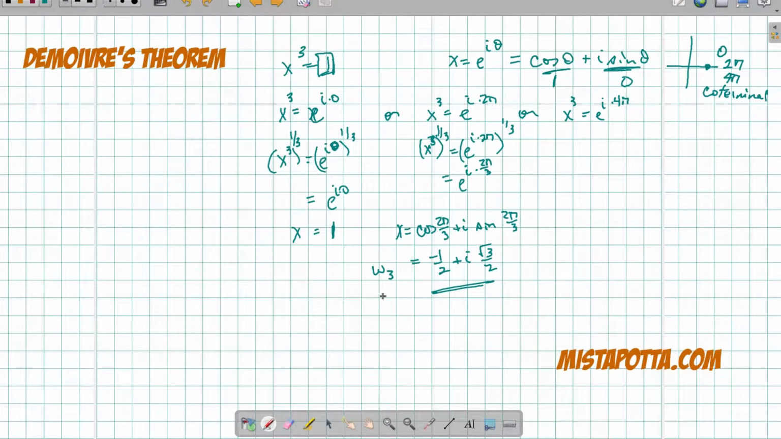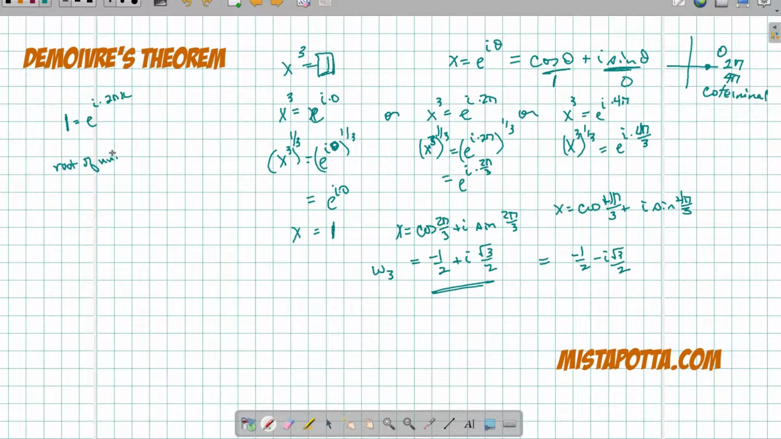And we know that this was our omega that we were talking about earlier, this omega 3, this third root of unity. And then if I do the same thing with 4 pi, if I raise both of these to the 1/3 power, that's going to be 4 pi over 3. And so x ends up being the cosine of 4 pi over 3 plus i times the sine of 4 pi over 3, or negative 1/2 minus i root 3 over 2. And so DeMoivre's theorem basically says that if I can write 1 as e to the i times 2 pi k, then my root of unity is going to be e to the i times 2 pi k over n.